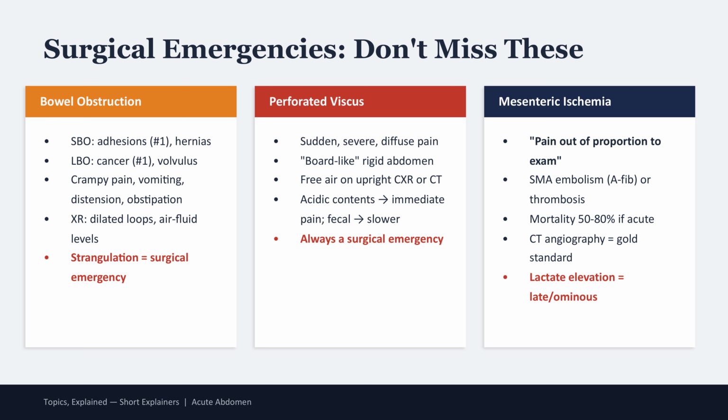Mesenteric ischemia is the one you diagnose by suspecting it. Pain out of proportion to the physical exam in a patient with atrial fibrillation or vascular disease. CT angiography is the gold standard. Mortality runs 50 to 80% and lactate elevation is a late, ominous sign of bowel necrosis.